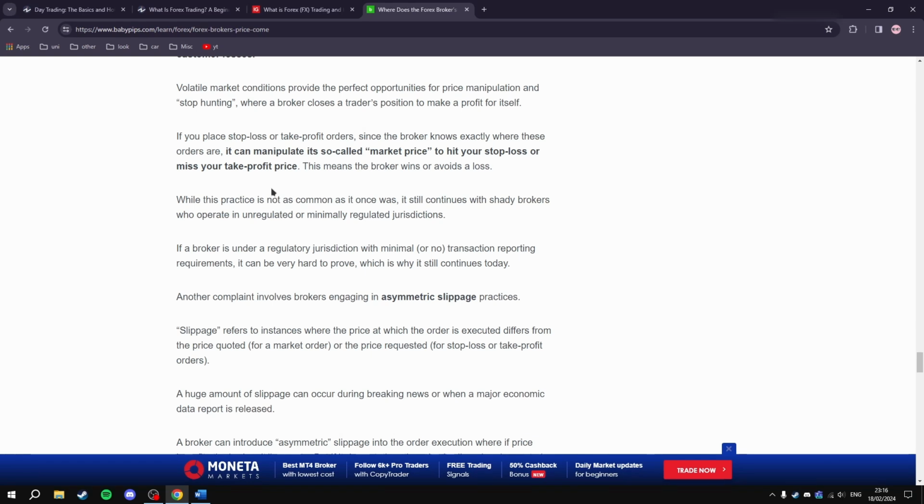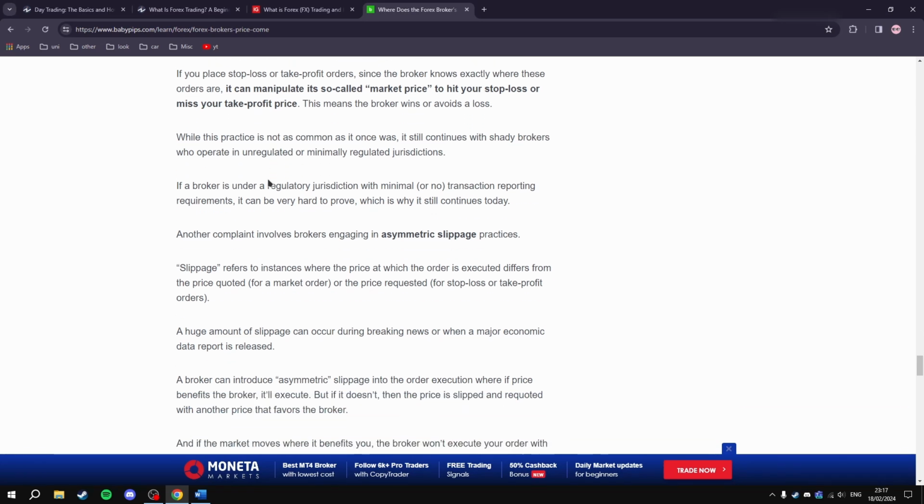Volatile market conditions provide the perfect opportunities for price manipulation and stop hunting, where a broker closes a trader's position to make profit for itself. If you place stop loss or take profit orders, since the broker knows exactly where these orders are, it can manipulate this so-called market price to hit your stop loss or miss your take profit chance. This means the broker wins or avoids a loss.